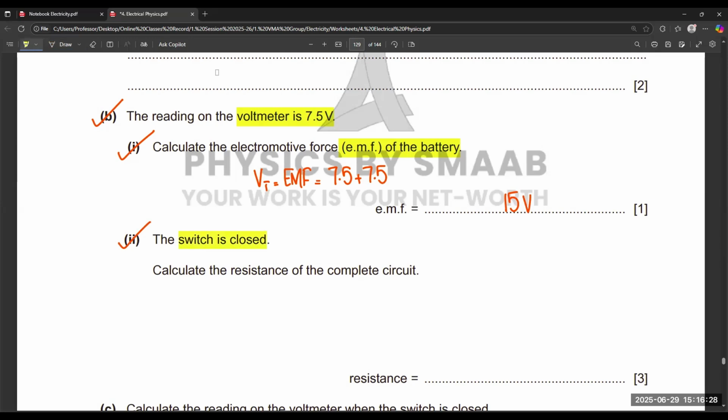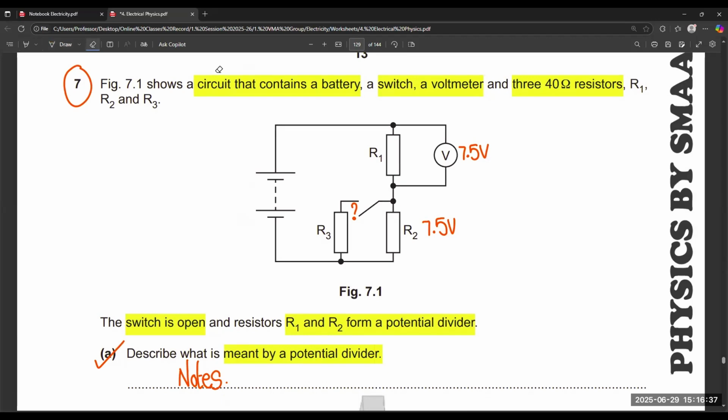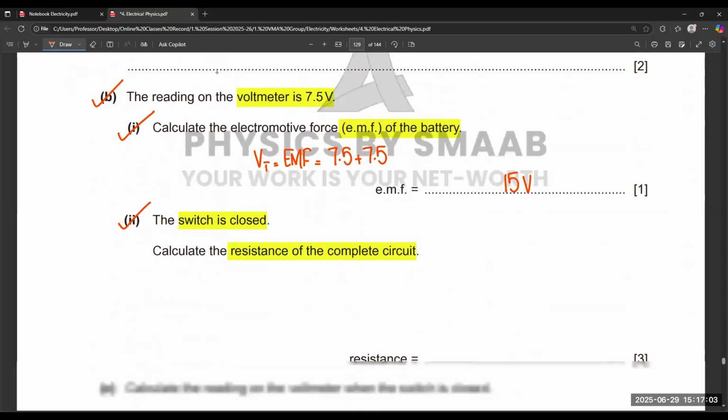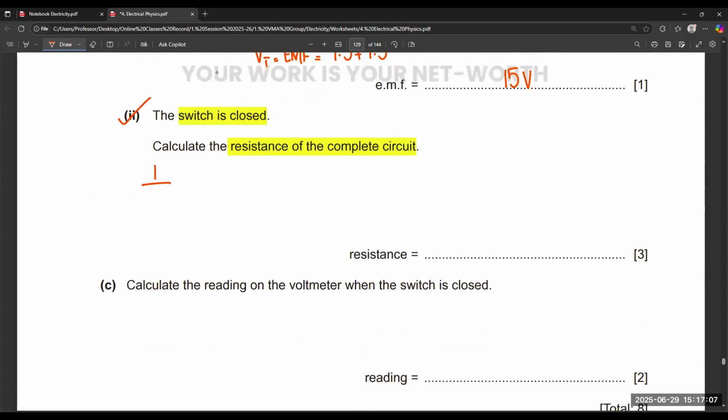Now the switch is closed. Calculate the resistance of the complete circuit, the total resistance. You can use the formula. In the last class, as we discussed, we have to solve in pairs. First of all, we solve R2 and R3, then combine with R1. R2 and R3 are in parallel combination, so we have to use the parallel combination formula first. So this is R2 and R3: 1/40 plus 1/40, which is 2/80, or 2/40.